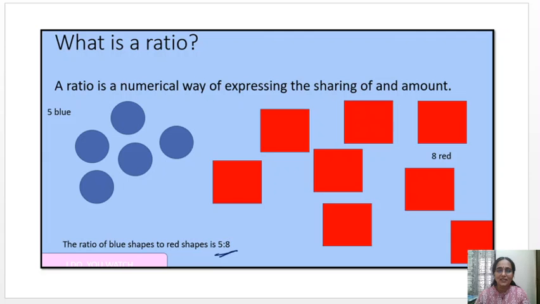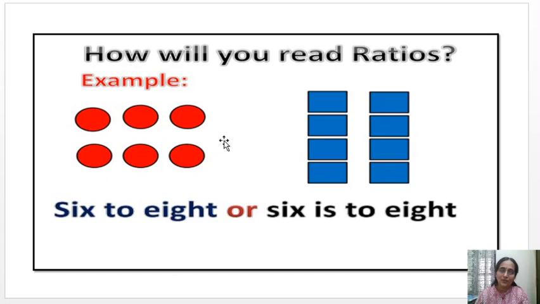So ratio is the numerical way of expressing a comparison of quantities. Let me repeat. Ratio is the numerical way of expressing the comparing quantity. Now you should be clear on how to read ratios.